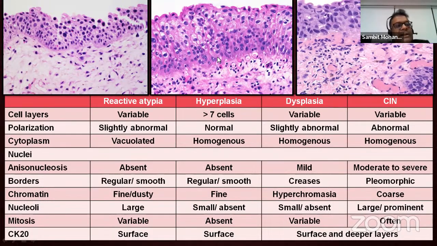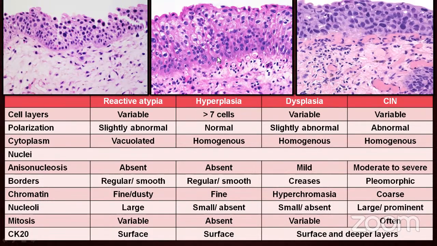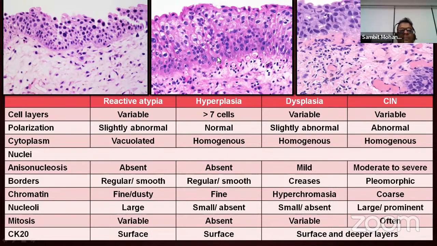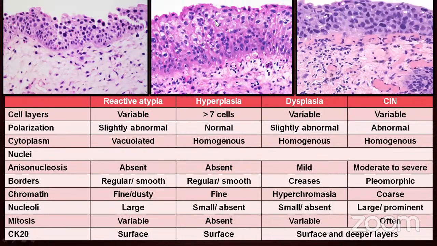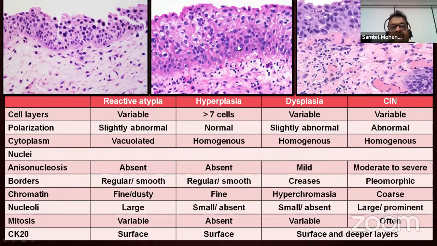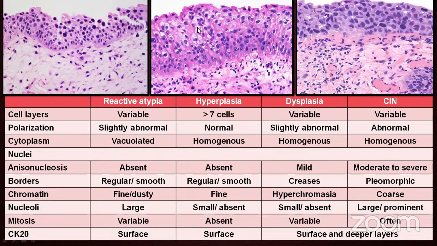This is reactive or CIS? It's just hyperplasia. This is hyperplastic, okay. Lining is more. But are you worried about this epithelium? Are you worried? You have a good umbrella cell layer.